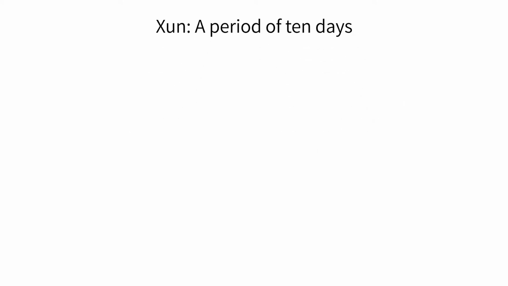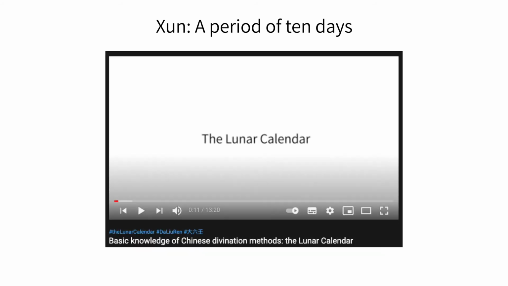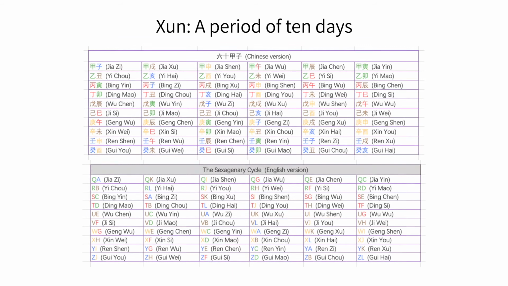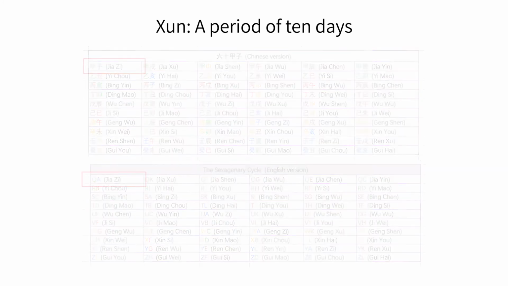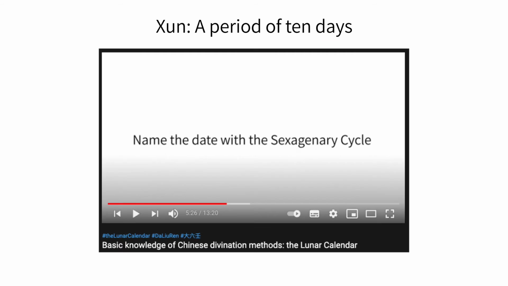As I said in the previous video, the Chinese calendar stipulates that every day has a name. The name of each day is determined based on the sexagenary cycle. For example, if today is YK day, then tomorrow must be ZL day, and the day after tomorrow must be QA day. If you have forgotten what the sexagenary cycle is, please watch this video again.